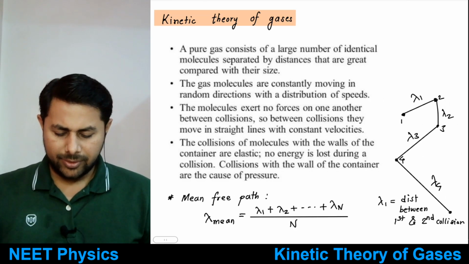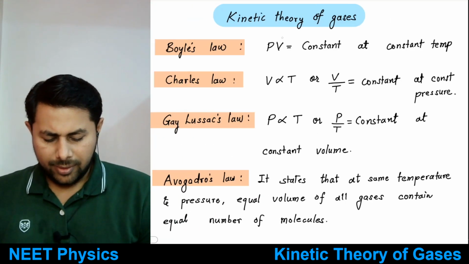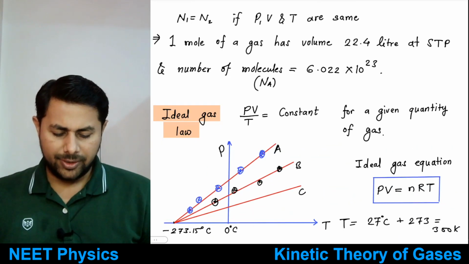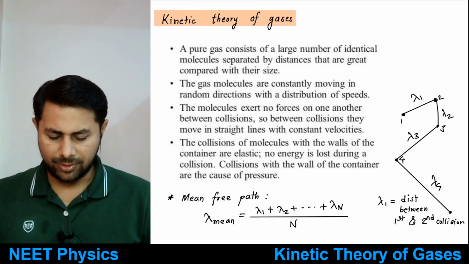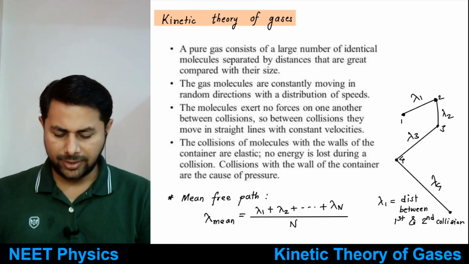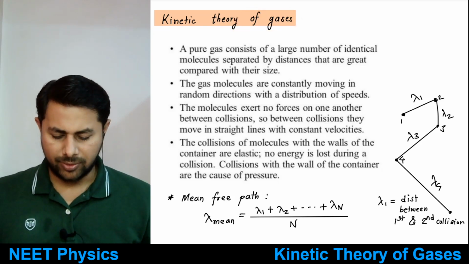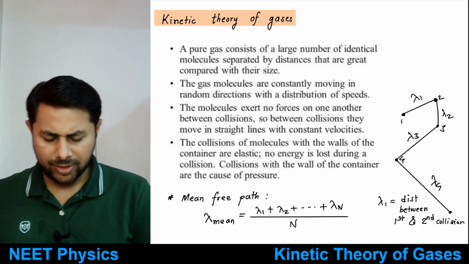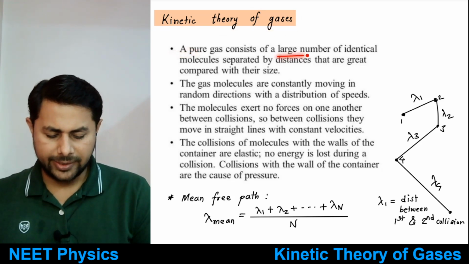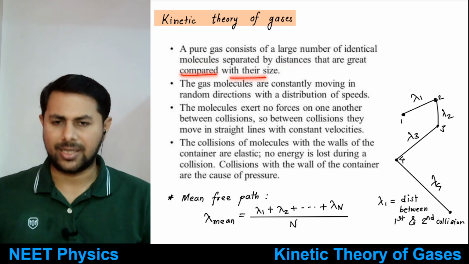Okay. So now, these laws can be derived using a theory called the kinetic theory of gases. All the gas laws can be derived using the kinetic theory of gases, which we are going to see now. There are some assumptions of the kinetic theory of gases. What are those assumptions? A pure gas consists of a large number of identical molecules separated by distances that are great compared with their size.